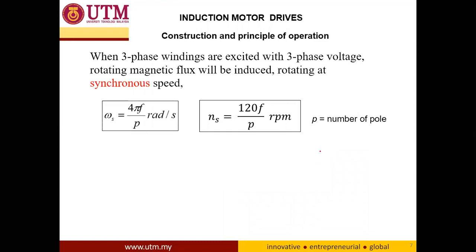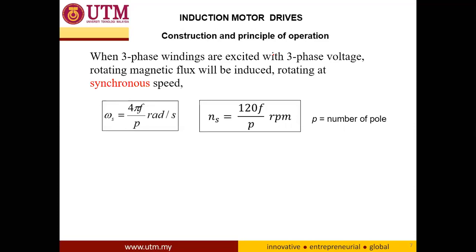This is the principle of operation. If we recall how the induction motor operates, we have a three-phase winding at the stator, where all the phases are excited with a three-phase voltage, meaning that you have a voltage supply to the phases, and then current flows inside the winding. When current flows inside the winding of the stator, it will create a magnetic flux around the winding.